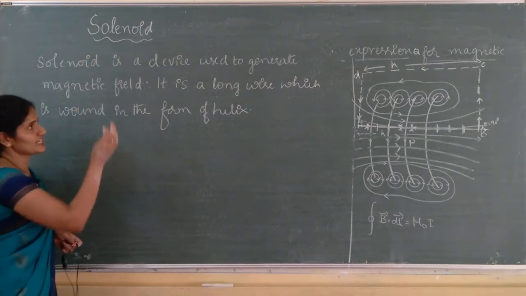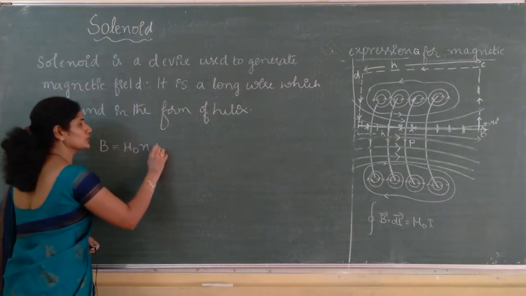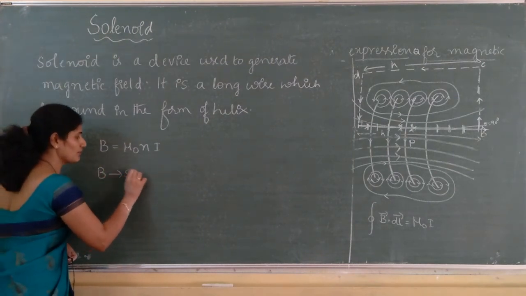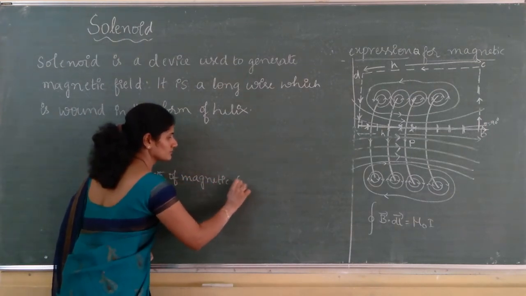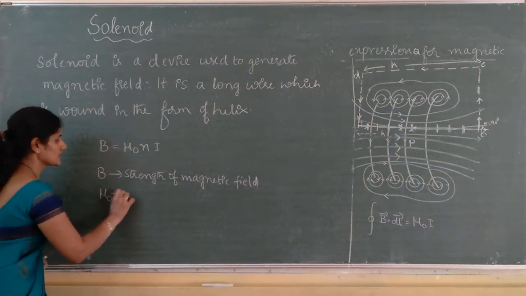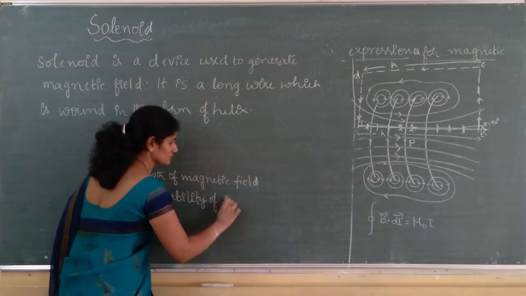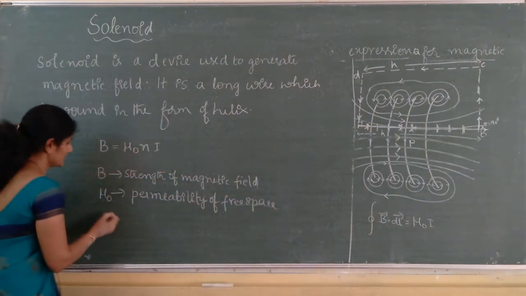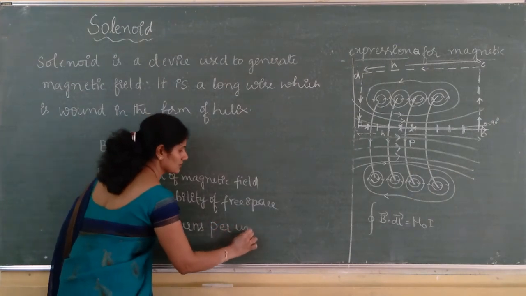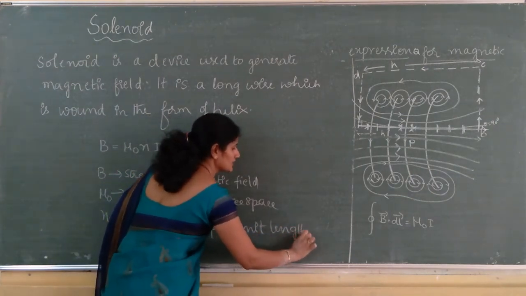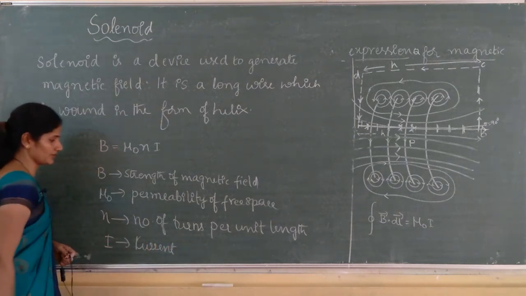And what is the expression for the magnetic field inside the solenoid? The magnetic field inside the solenoid B is equal to mu naught n into I, where B is the strength of the magnetic field, mu naught is the permeability of free space, n is the number of turns per unit length, and I is the current flowing through the solenoid.